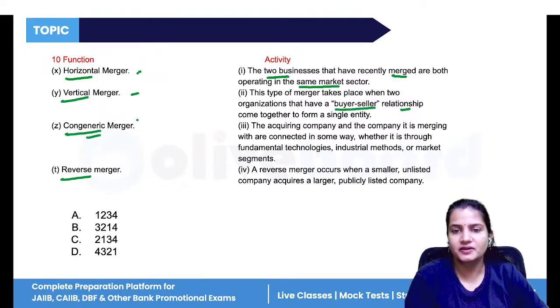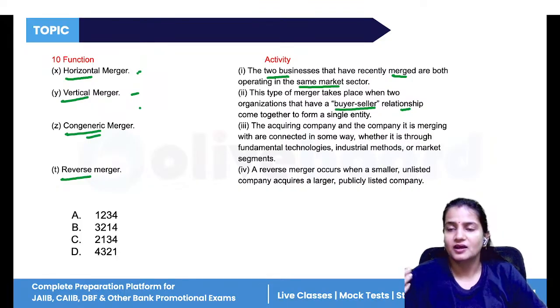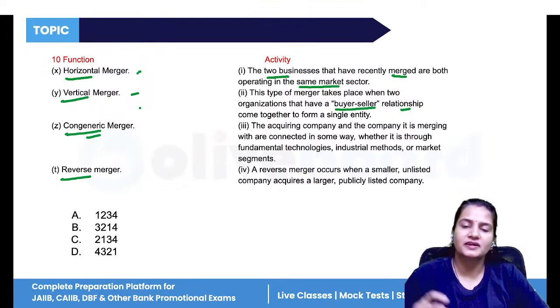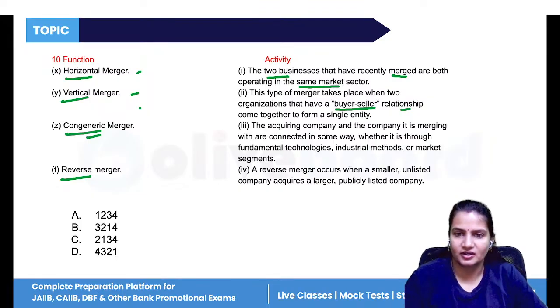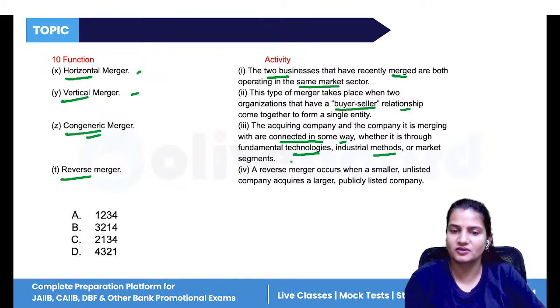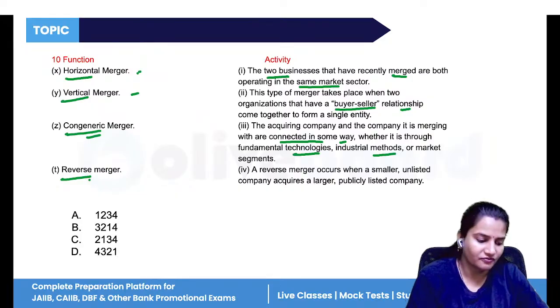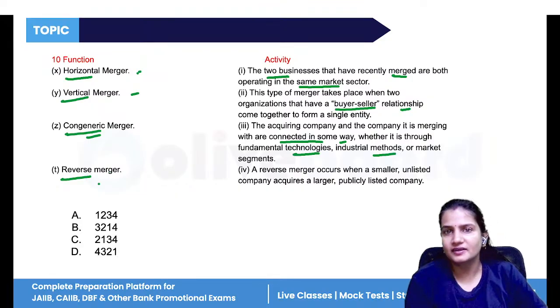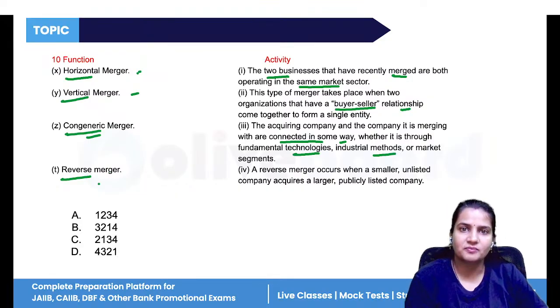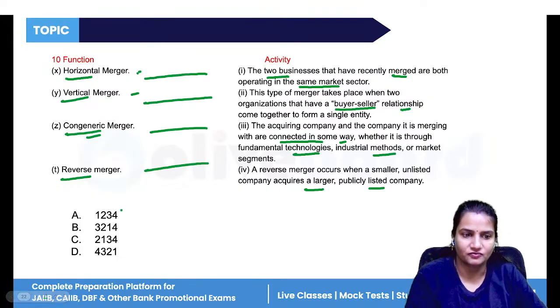Now, congeneric means when two companies are merging, but one company is selling the core product and the second company is working on its subsidiary product. So, the acquiring company and the company merging are connected in some way, whether through fundamental technologies, industrial market, or market segment. Now, reverse merger is a merger when an unlisted company acquires a larger publicly listed company. So all are related parallelly. So 1, 2, 3.